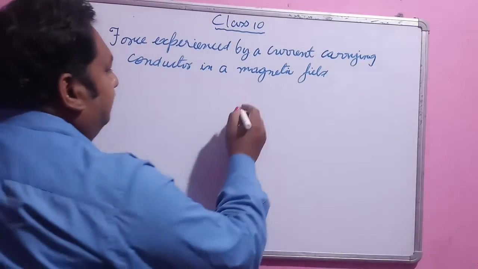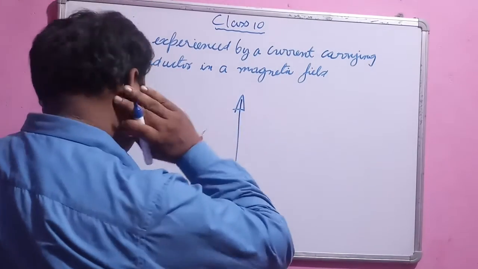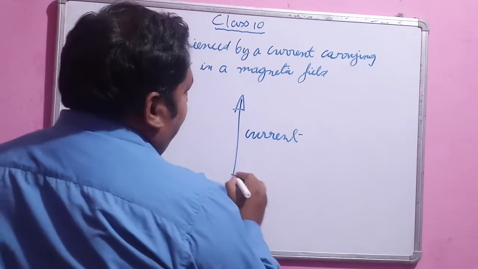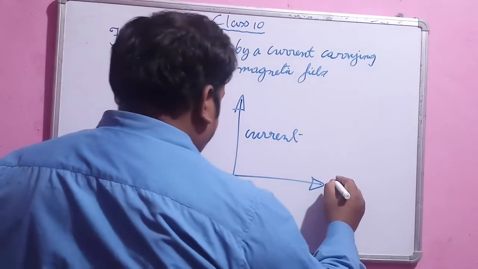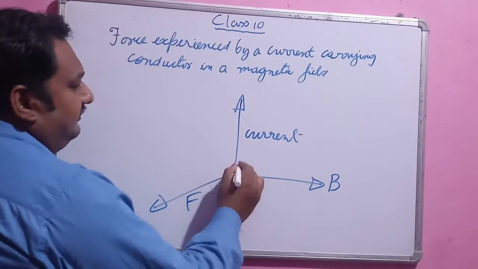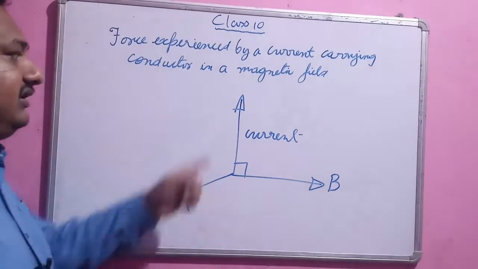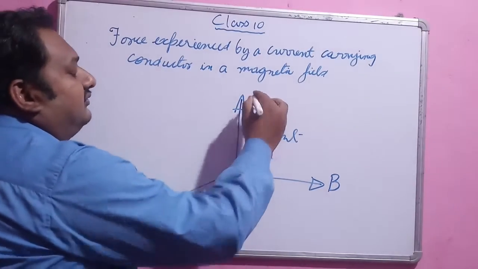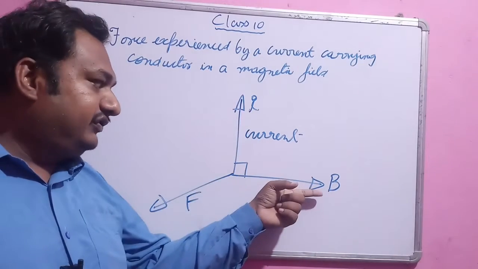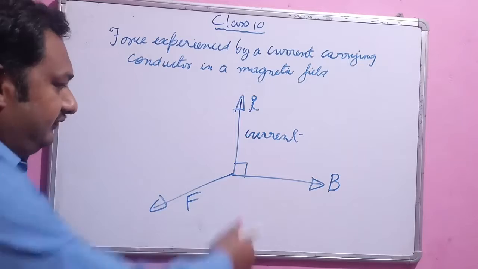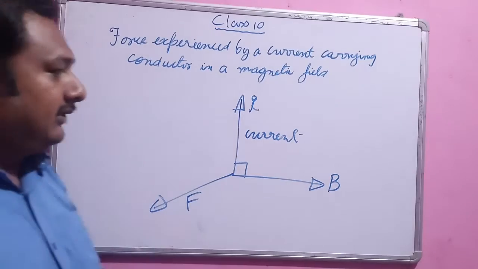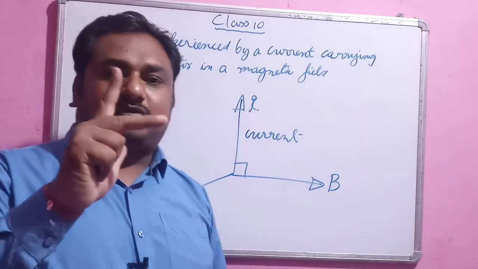So suppose this is the direction of current, this is the direction of magnetic field, so this will be the direction of force. As you can see, these three things are perpendicular to each other. So if this is the direction of current, and let's suppose this is the direction of magnetic field, now perpendicular to both of them, this is the direction of the force. Now you can understand. This is a simple rule from my hand that I am giving to you.